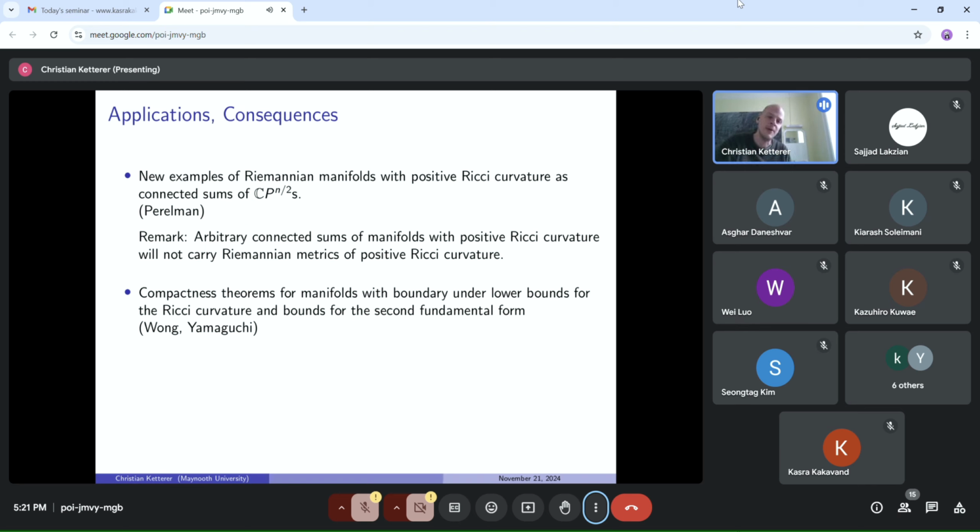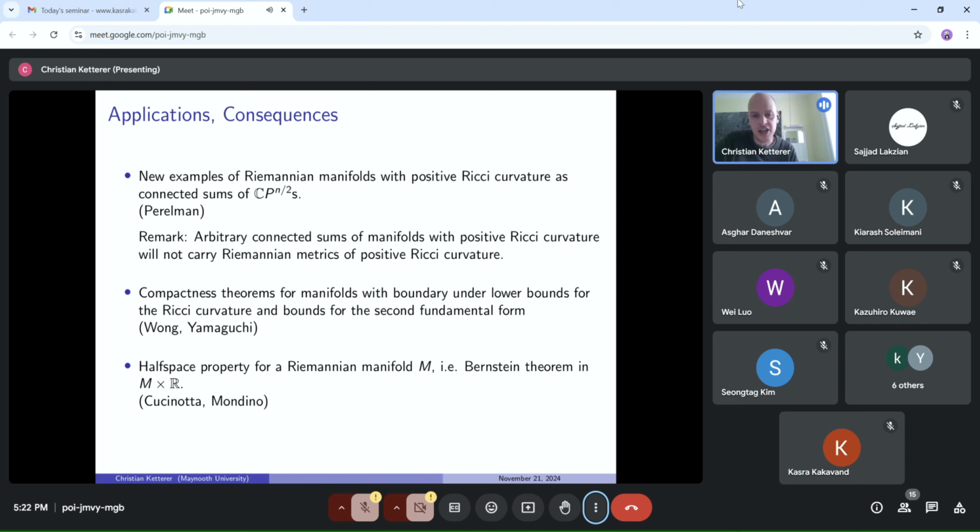Another application is that when you have manifolds with boundary, by using these gluing constructions, you can extend your manifold in a quantitative way, also preserving the Ricci curvature. And this results in compactness theorems for the class of Riemannian manifolds with boundary, having a Ricci bound and a bound on the second fundamental form. This was observed by Wong and then later used by Yamaguchi and collaborators to show interesting results about collapsing Riemannian manifolds and estimates for the inscribed radius.